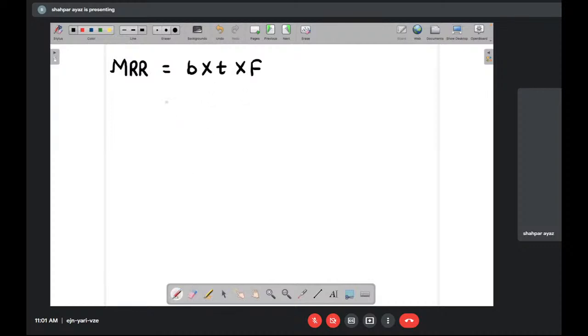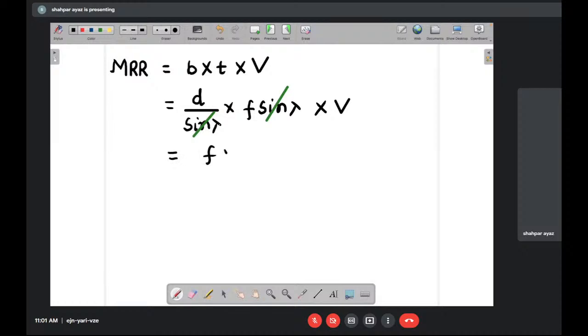Why, how is it equal? I'm going into deep discussion. B is your width of cut, which is actually depth of cut by sine lambda. You know the relation between width of cut and depth of cut in turning. And uncut chip thickness is small f into sine lambda, and this is your cutting speed, capital V. Here, my dear, this sine lambda cancels out. We have this formula: feed into depth of cut into cutting speed.